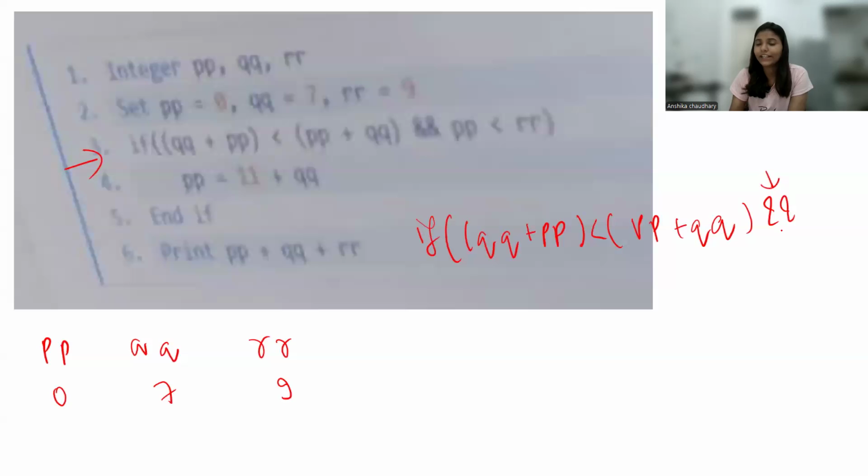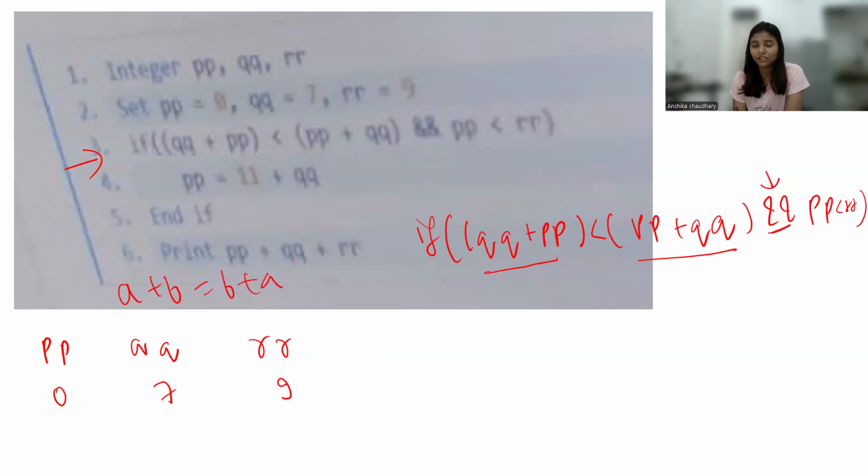And this is logical AND. If there are two symbols, that means it is logical AND. PP is less than RR, right? So let's check for the condition. You don't even need to check it, because as we can see here, QQ plus PP will be equal to PP plus QQ, because A plus B and B plus A will always be equal, right? So it is asking whether it is less than this. No, it is not less than. So the if condition will become false only. We don't need to put the values into it.